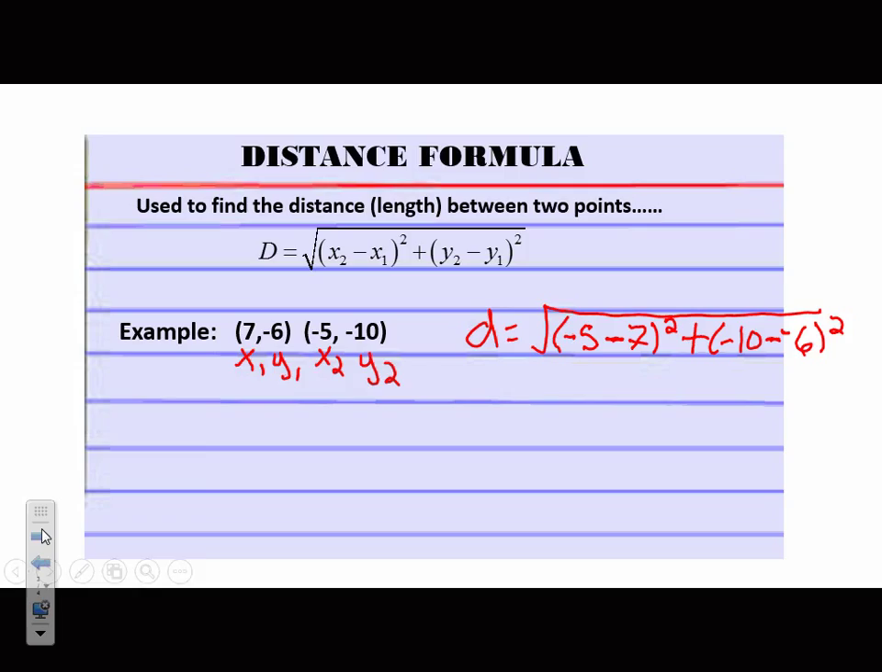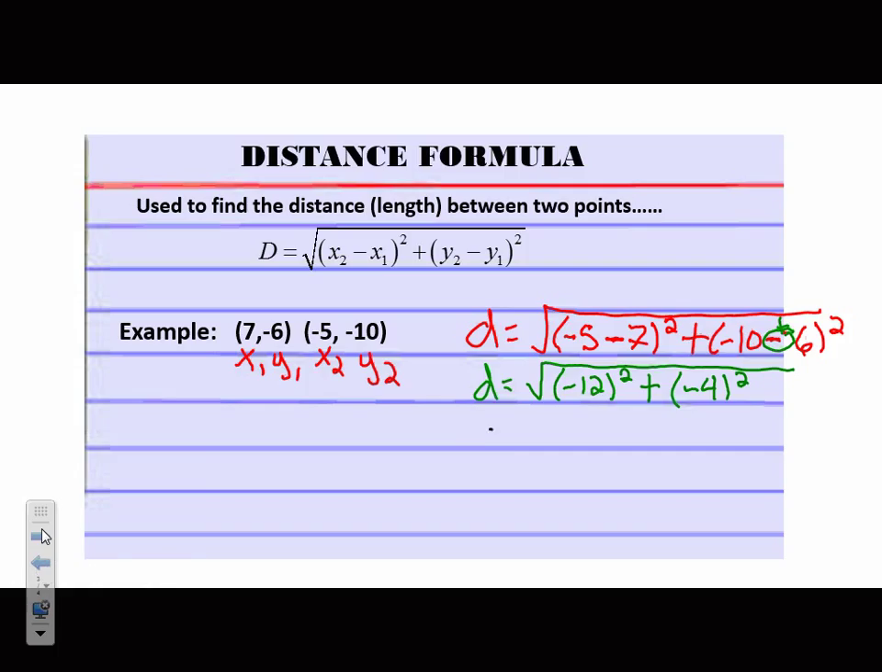Now I'm going to simplify what's in here a little bit. So d equals the square root. I'm going to simplify this. Negative 5 minus 7 is going to give me negative 12 squared. Make sure it's in parentheses, please, okay? Plus, here, this is going to turn into a positive. So I'm going to get a negative 4 squared.